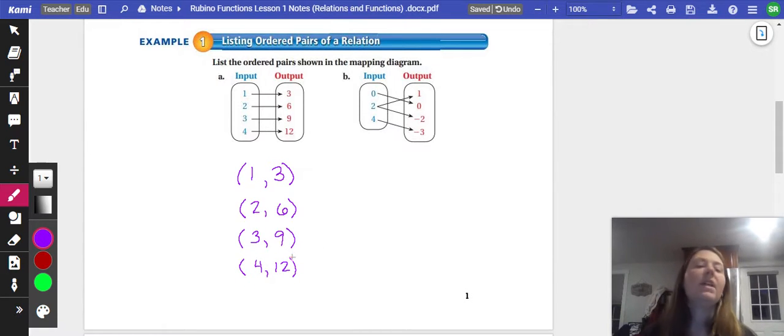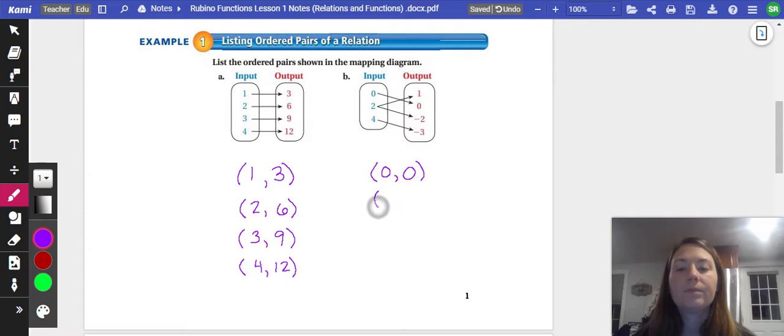Now in our second example, it gets a little bit trickier because each input is not corresponding to the output directly across from it. Okay, so we can see that this first input listed is 0, and the arrow is pointing here to 0. So the corresponding output is also 0. The next one, we have this input of 2. Now there are 2 different arrows attached to the input of 2. So this is going to be 2 different ordered pairs.